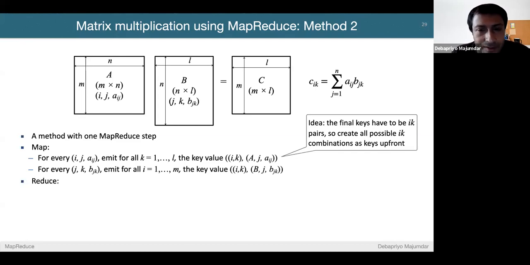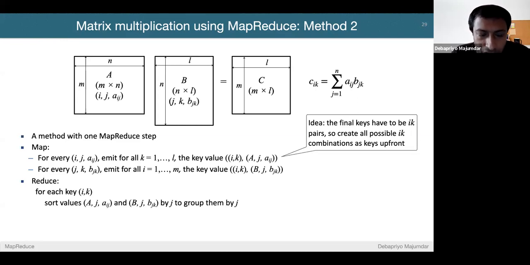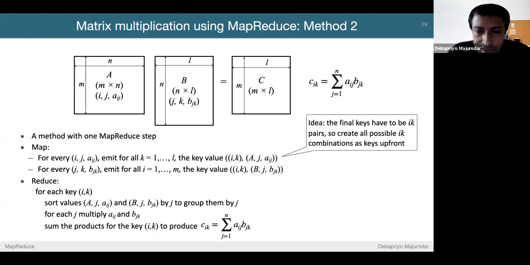And then the reduce is not so simple anymore, because for every (i,k), there will now be many values. For every (i,k), there will be (A, j, A_ij) and (B, j, B_jk) for all possible j, i and k. So what we have to do is sort the values A_ij and B_jk by j and group them by j internally within the reduce operation. It's like we are doing one group within reduce, and then for each j, we multiply A_ij and B_jk and sum the products for the key (i,k) to produce this.